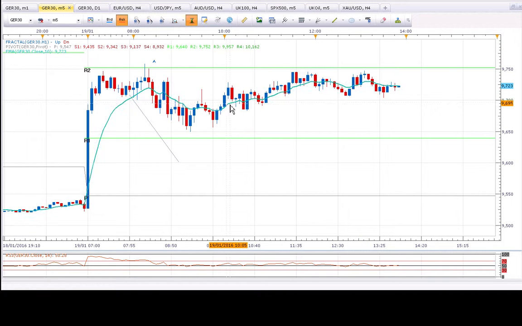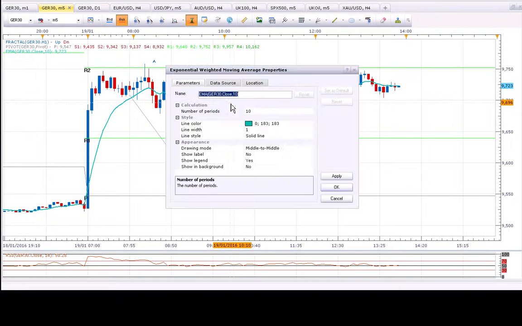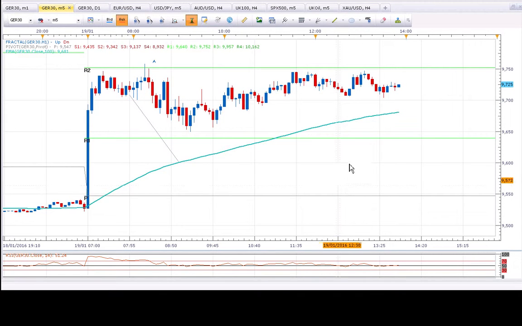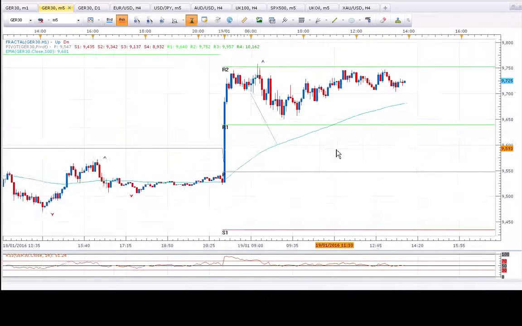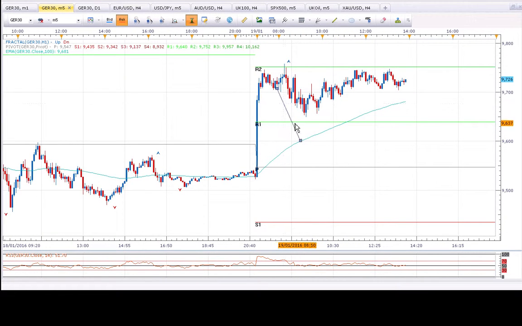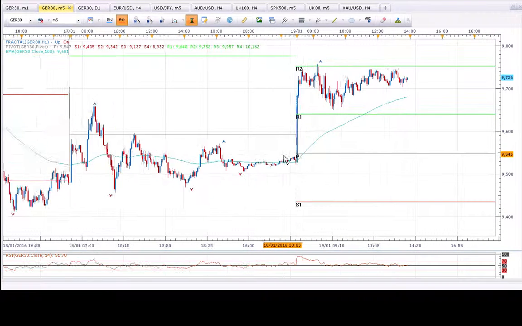What's really useful with a moving average, though, is to use a higher period moving average. For example, at the moment we're using a 10-period. There's not a lot of data that it uses. But if you increase that to, say, a 100-period moving average, it takes into account a lot more data to calculate the line. So it gives you a better indication of what the trend is doing.